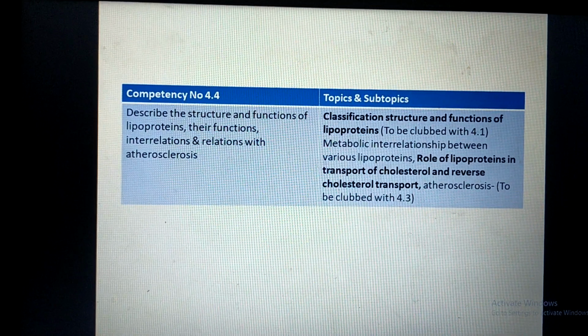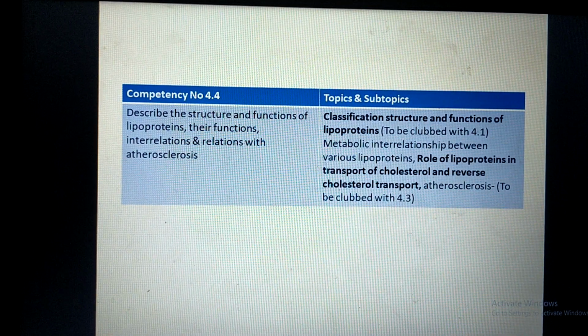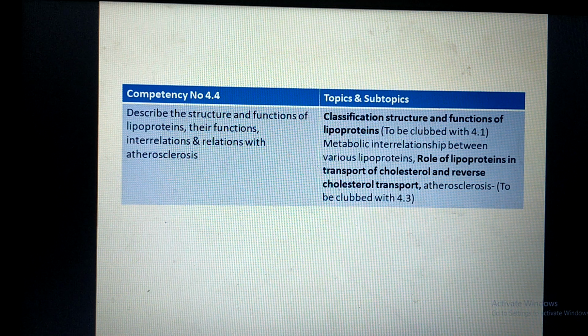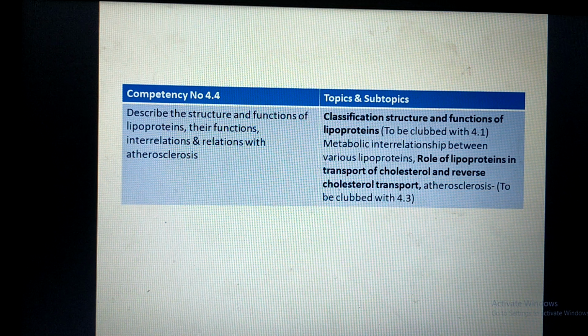Good morning, students. We will continue lipid metabolism. Today's competency is competency number 4.4, and today's topic of discussion is classification, structure and functions of lipoproteins and the role of lipoproteins in transport of cholesterol and reverse cholesterol transport.